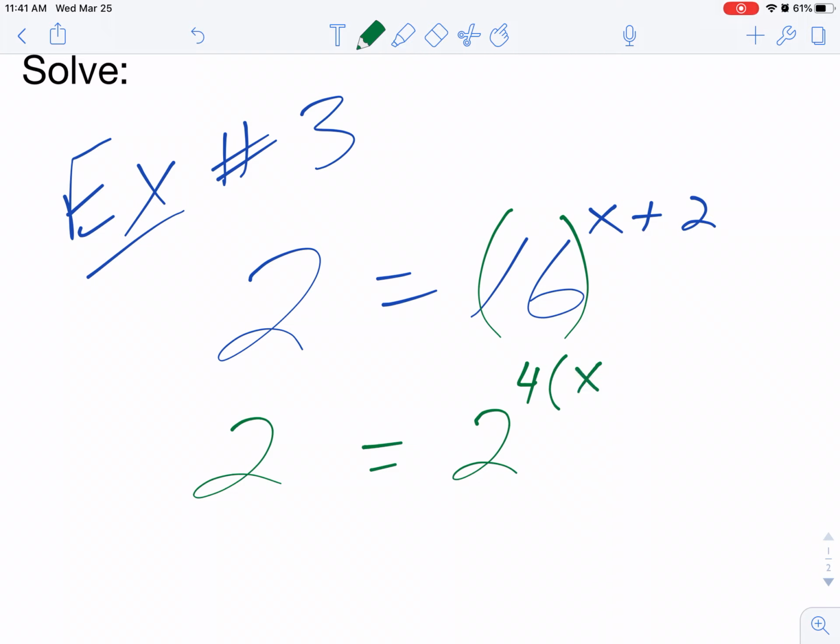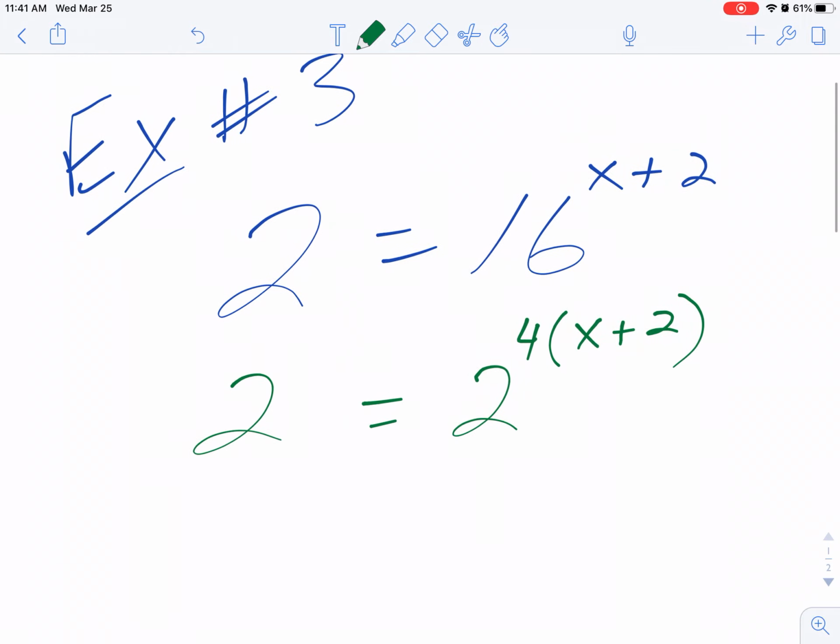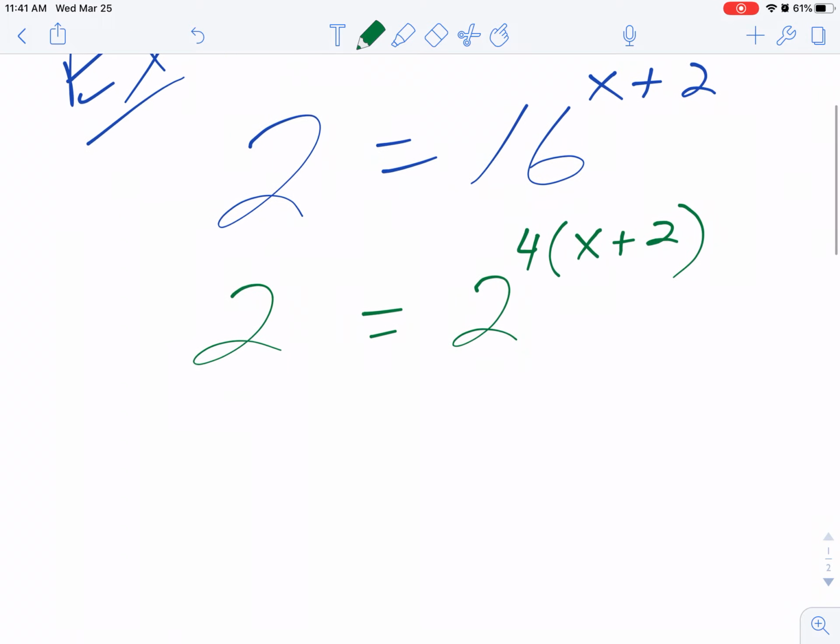And I'll show you a way around that with logarithms. We don't have to do this problem this way. There's other ways to do it, but this is the fastest way. You can always use a calculator, but I'll show you the logarithmic process in another example.